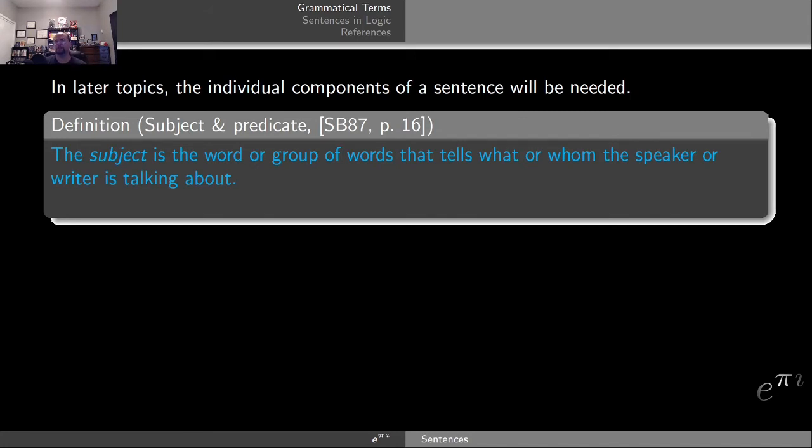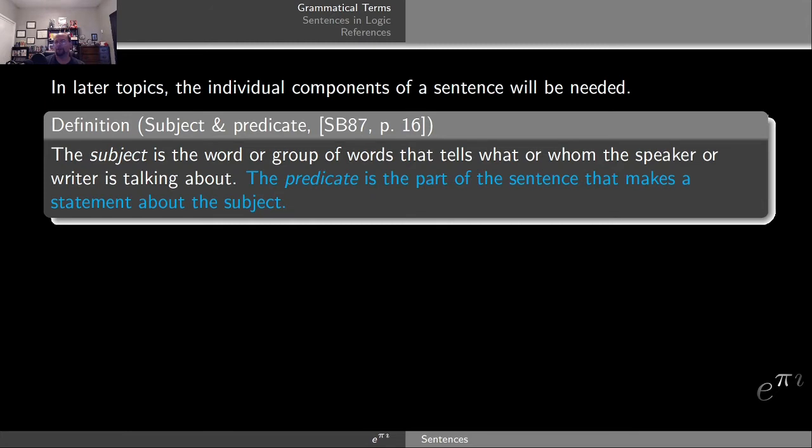The subject is the word or group of words that tells what or whom the speaker or writer is talking about. Basically, it's the thing we're talking about. It's literally the thing that either is doing the action, or having an action done to it, or is being described by this particular sentence. The predicate, however, is the part of the sentence that makes a statement about the subject, whether asking what it is, or describing an action that's being done by the subject, or an action that's being done to the subject.